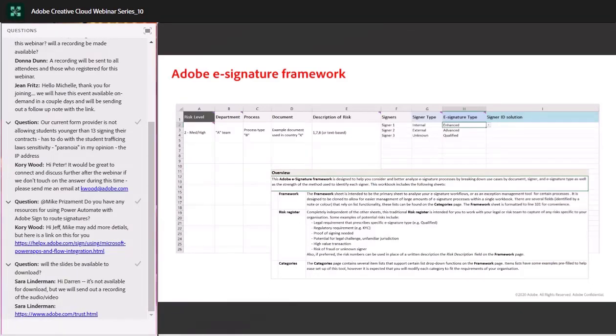I'm sorry, I saw one of the other ones. Can you share a link to the U.S. and international legal guides for reference? And that is also in the Adobe Trust Center under Document Cloud. Yeah, and for anyone that has a hard time finding it, it's literally adobe.com/trust.html, and we'll be able to get a link of that out to people as a follow-up as well.